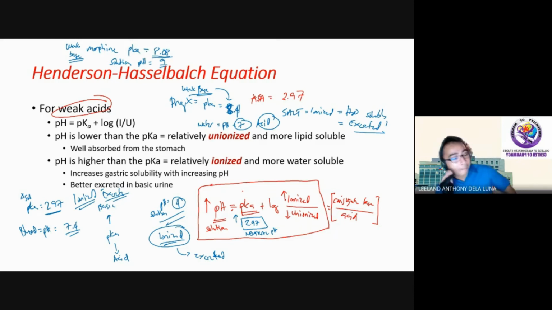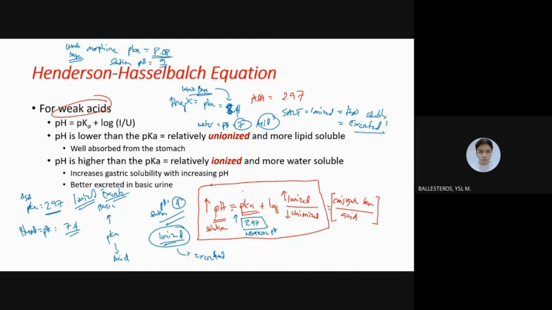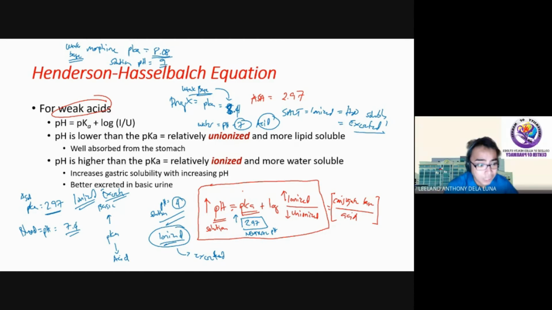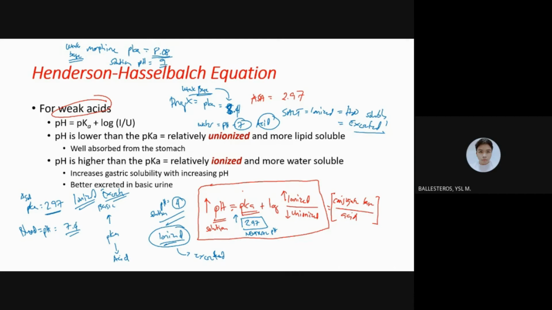I told you, class, when we talk about whether a drug will be ionized or unionized, always look at its pKa. What is the pKa of that drug? 8.08. Meaning, anything higher than 8.08 is basic for morphine, and anything lower than 8.08, like 7, 6, 5, is acid for it. Now the pH of my solution is 9. For morphine, is that acid or basic? Basic. Very good.